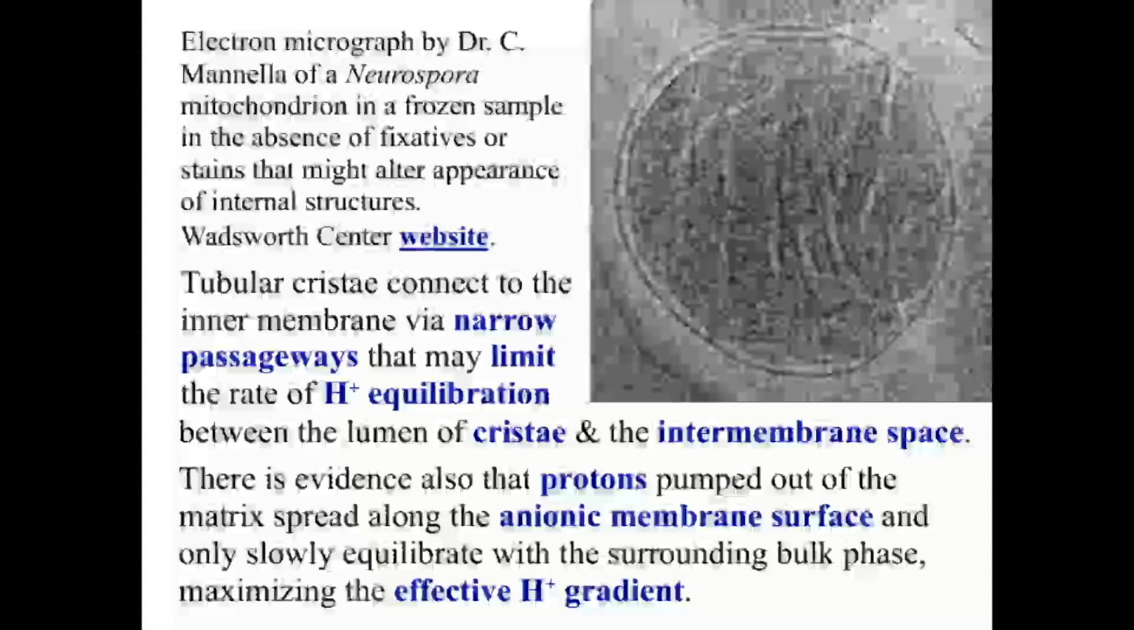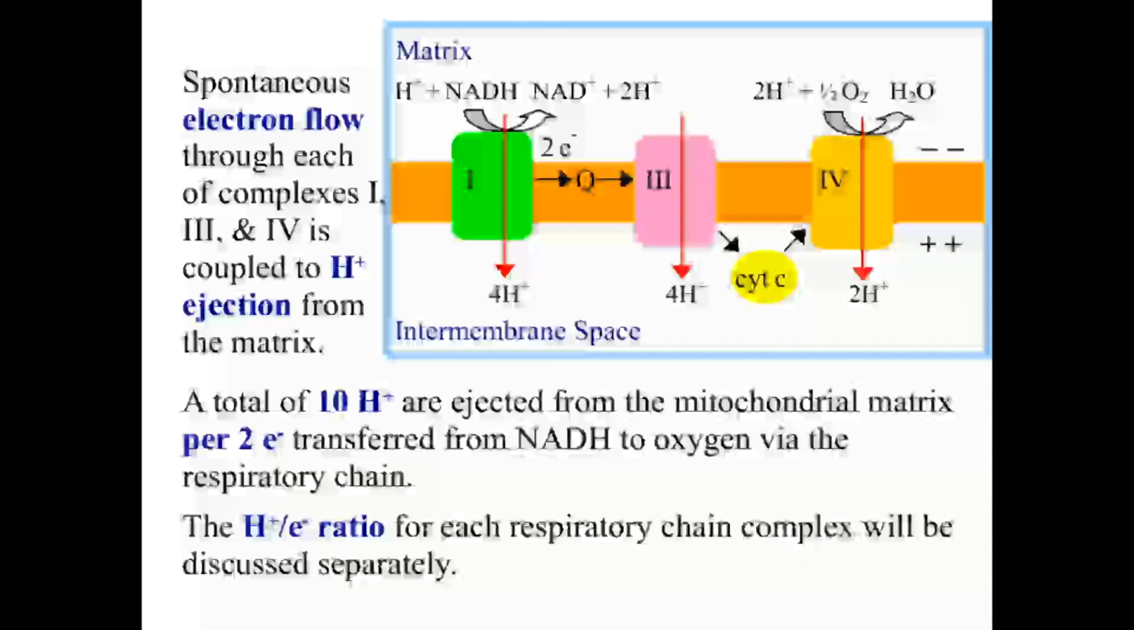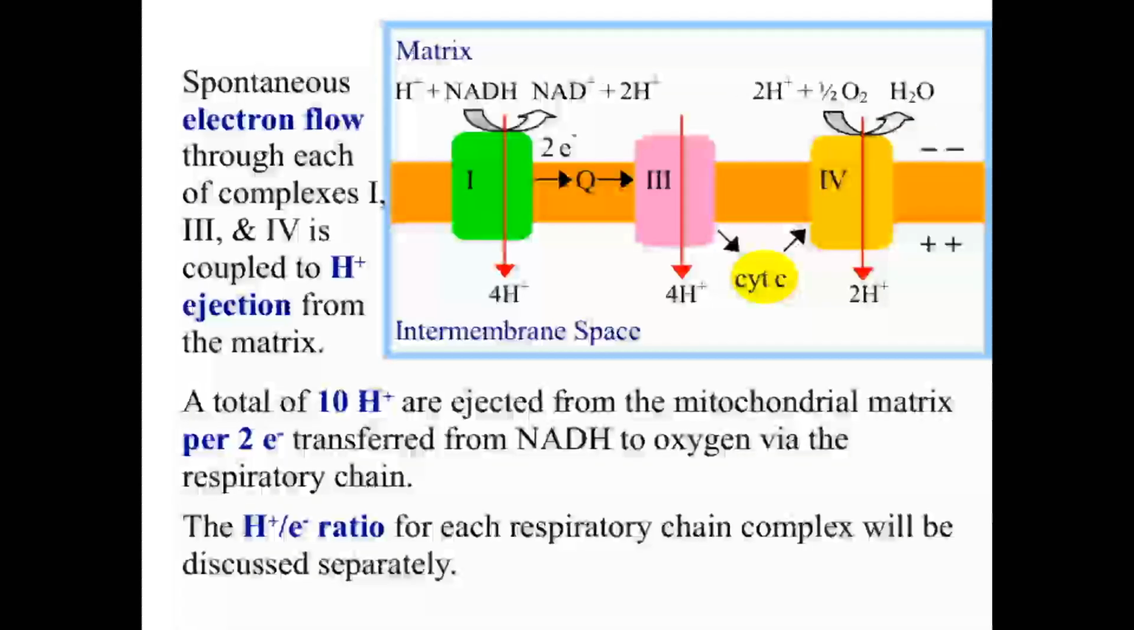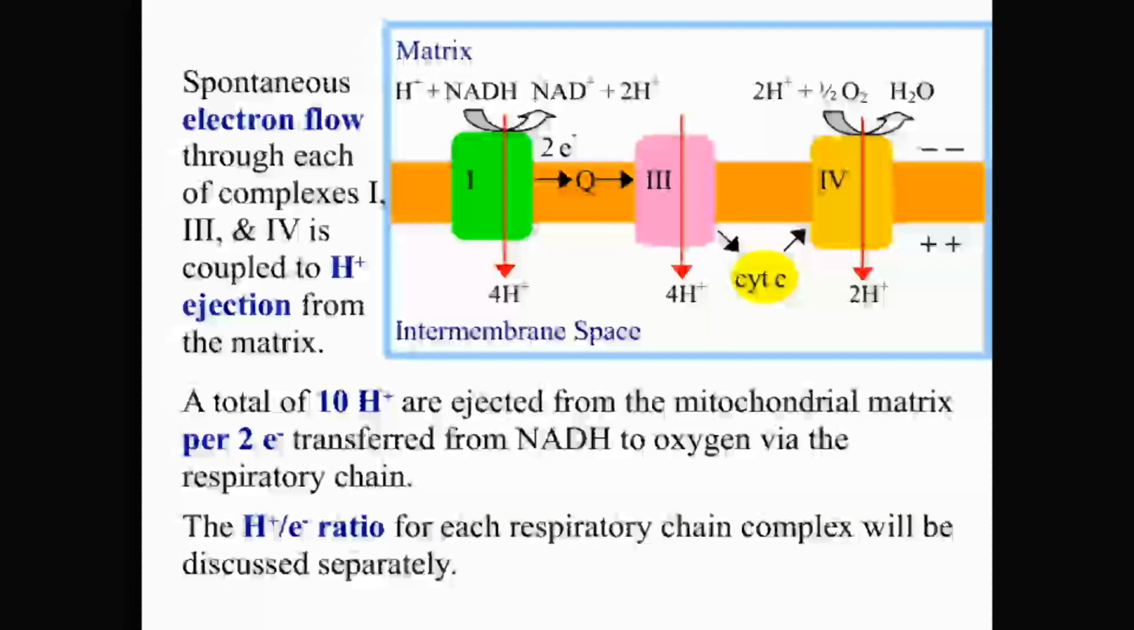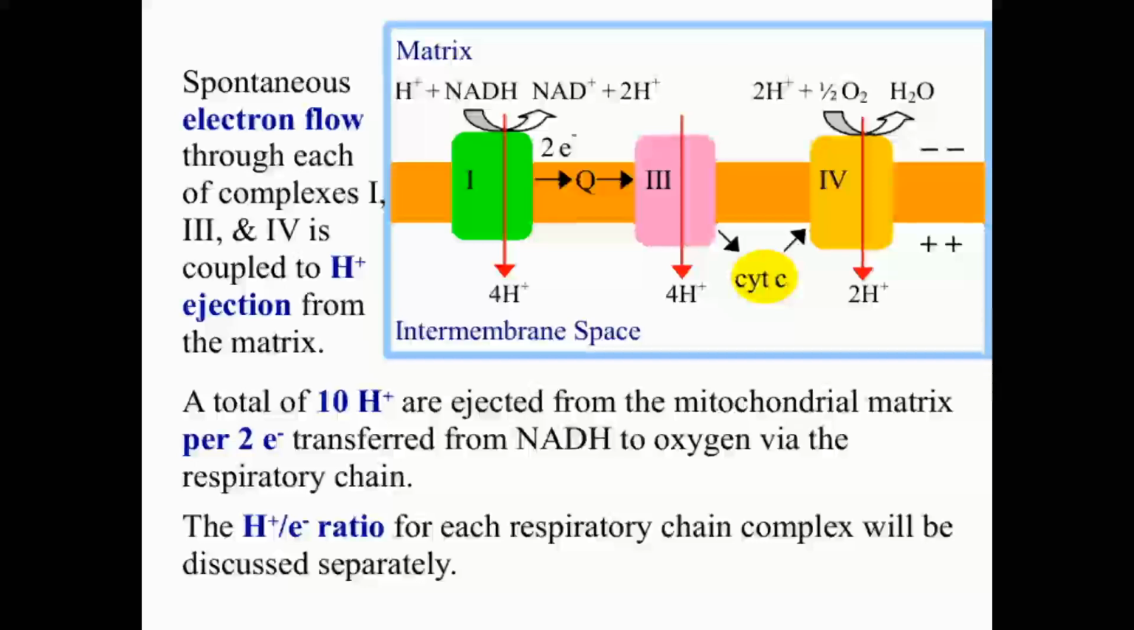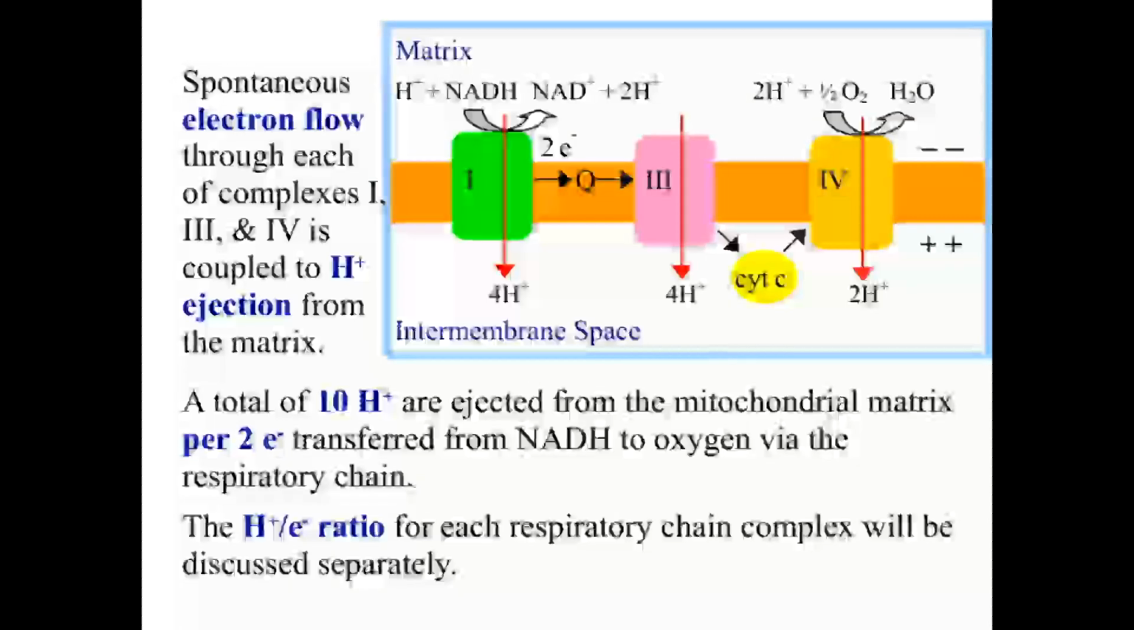So let's talk about how electrons move spontaneously through the complexes in the respiratory chain. When electrons pass through complexes I, III, and IV, this process is coupled to the ejection of protons, or H+ ions, from the mitochondrial matrix. This coupling is really crucial because it creates a proton gradient across the inner mitochondrial membrane, which is essential for ATP production.